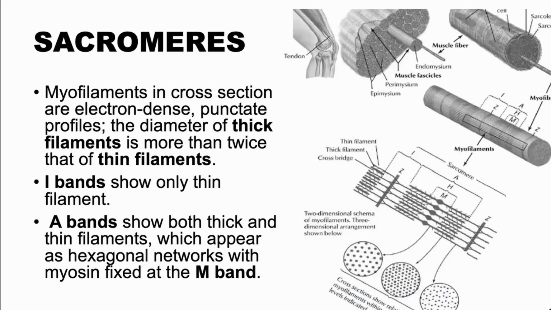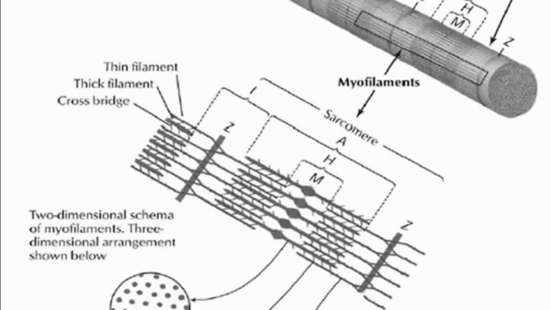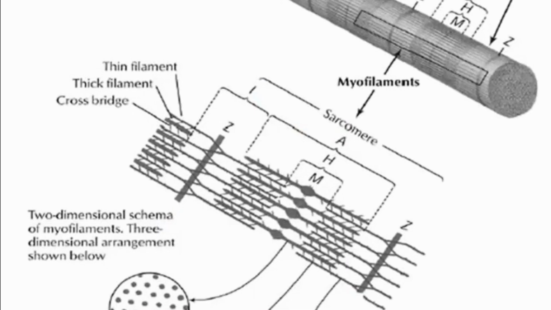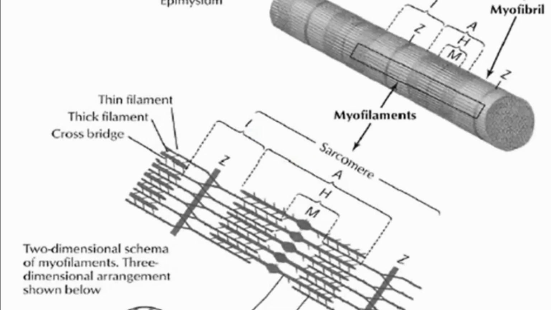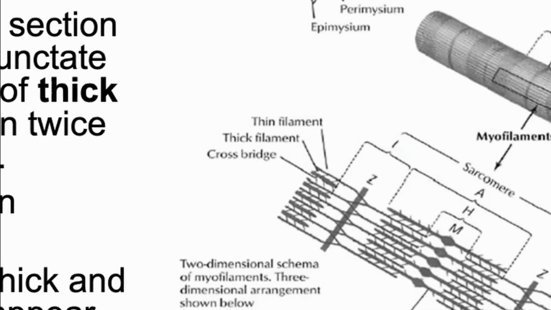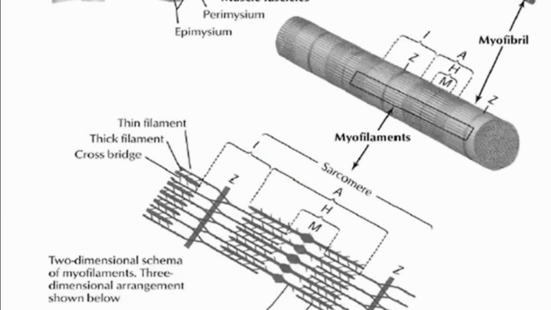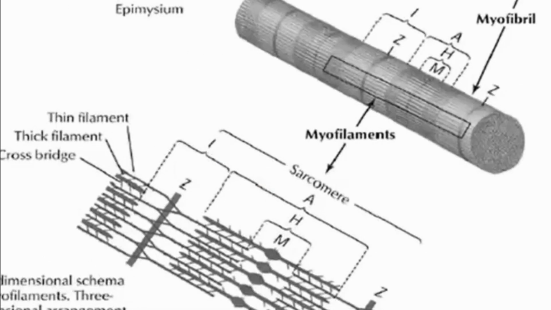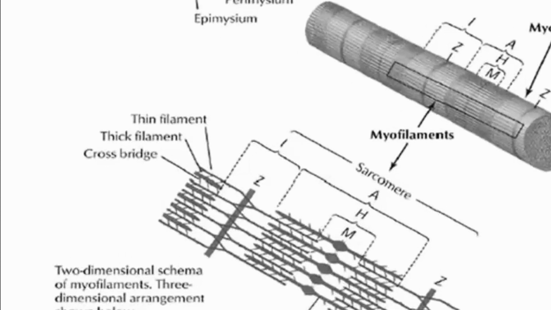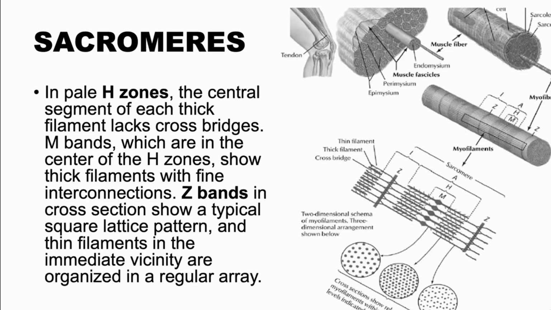So the myofilament in an electron-dense cross-section will show the thick filament to be more dense because the filament is thick. It will be twice as much as the thin filament because it's thicker than the thin filament. The I band shows only thin filament. The A band shows thick and thin filament, which appear as a hexagonal network of myosin fixed at the M band. The H zone is the central segment of the thick filament that lacks cross bridges. So this is just describing what you would see, or why you see what you see, on an electron microscope.